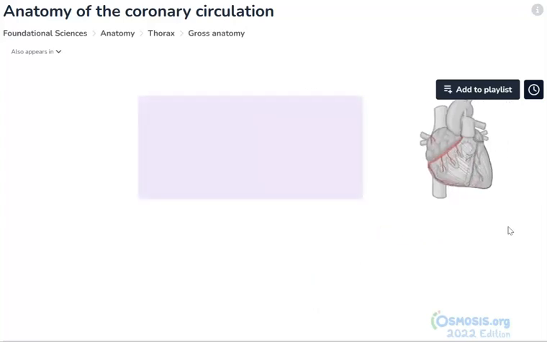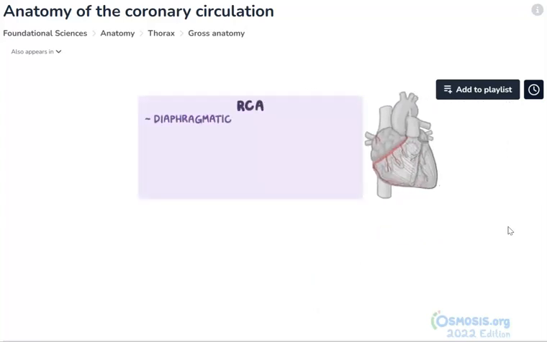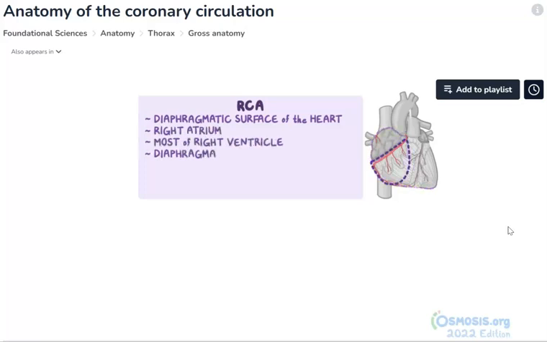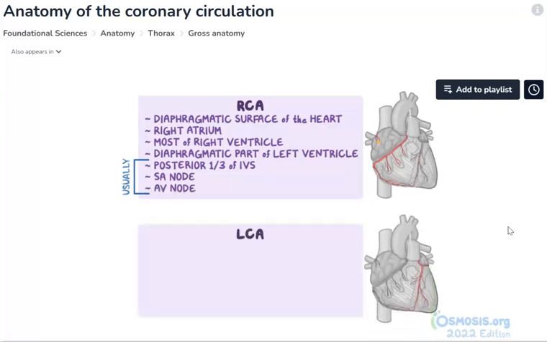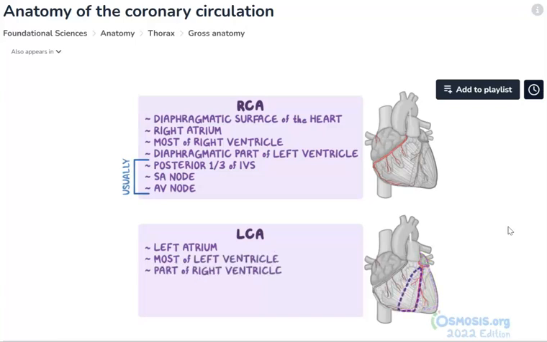Okay, to wrap things up, RCA supplies the diaphragmatic surface of the heart, the right atrium, most of the right ventricle, the diaphragmatic part of the left ventricle, and it usually also supplies the posterior third of the interventricular septum, the sinoatrial node, and the AV node. The LCA typically supplies the left atrium, most of the left ventricle, part of the right ventricle, the anterior 2/3 of the IVS, including the AV bundle, through perforating IV septal branches and the sinoatrial node in some people.